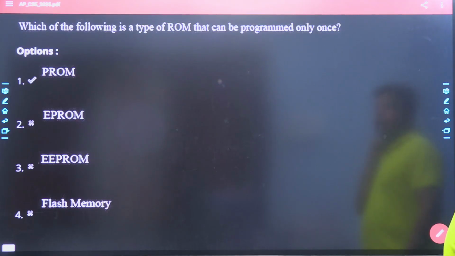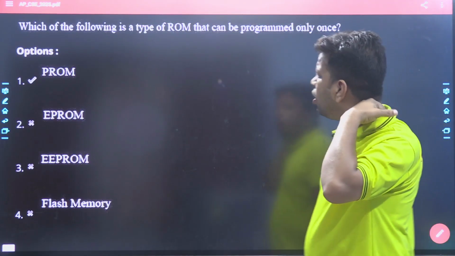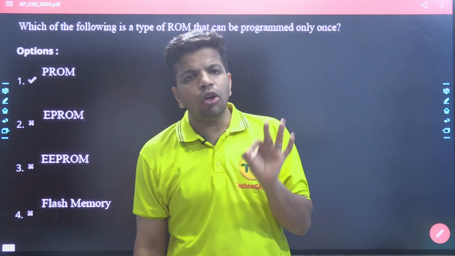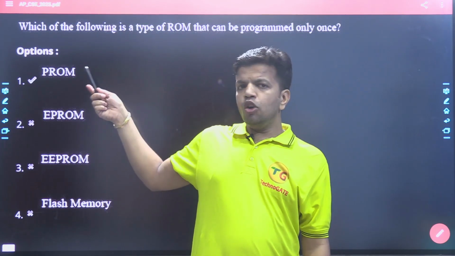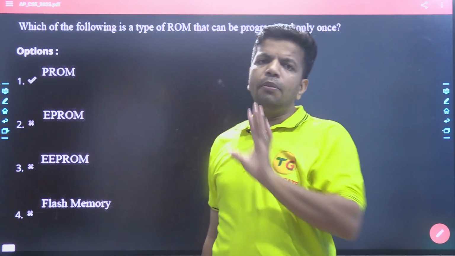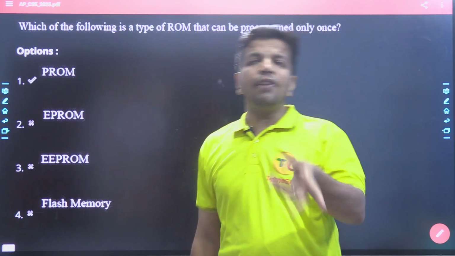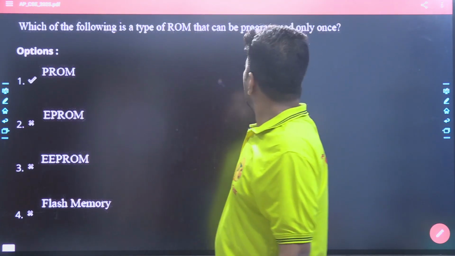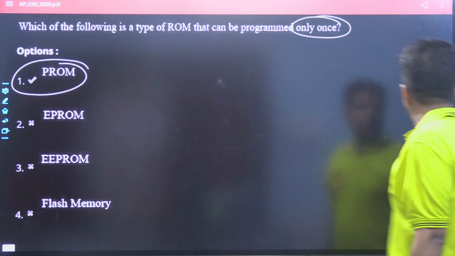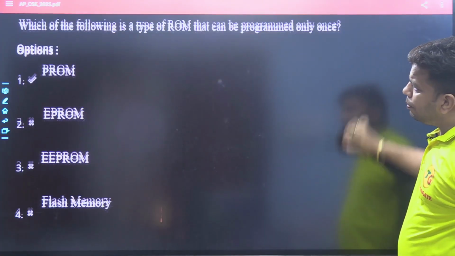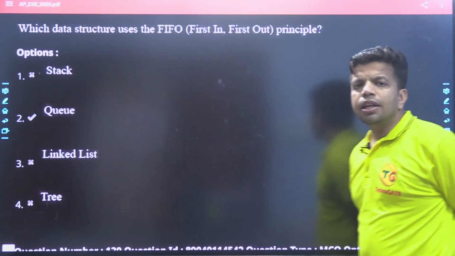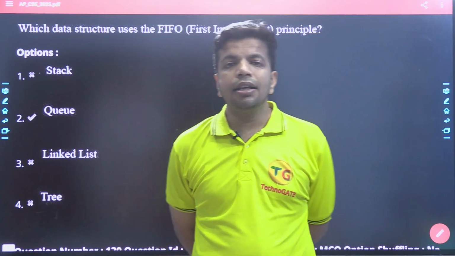Which of the following is a type of ROM that can be programmed only once? Programmable ROM is programmed only once. So PROM is a programmable ROM. EPROM means erasable programmable ROM, that is, a ROM we can erase and update with new content. But they are asking only once, so you need to go with answer 1, PROM.